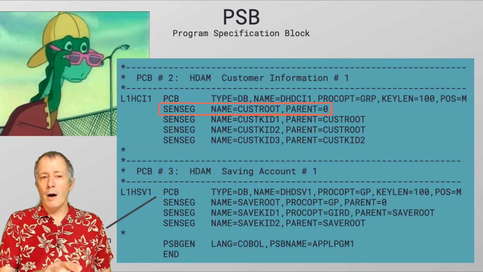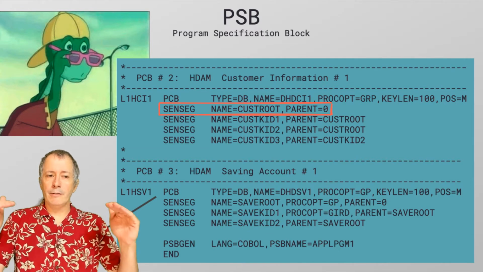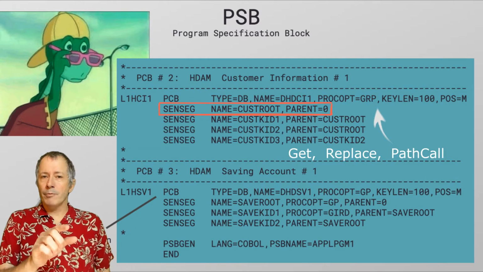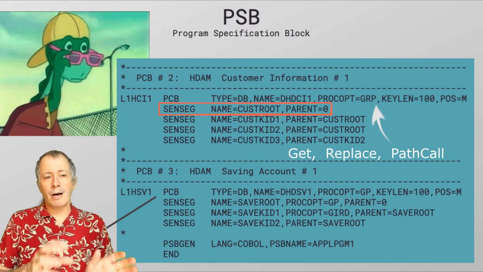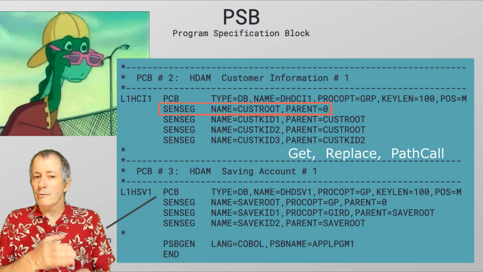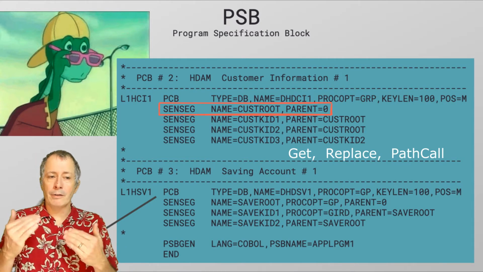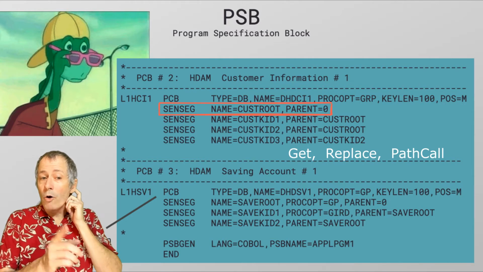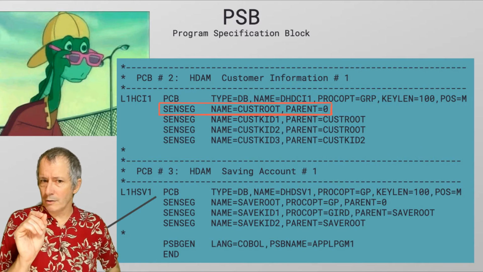The PROCOPT on the PCB level gives read and update access. PROCOPT GRP means processing option Get, Replace, and the P means allow path call for all of the segments. P only means this for full function databases.